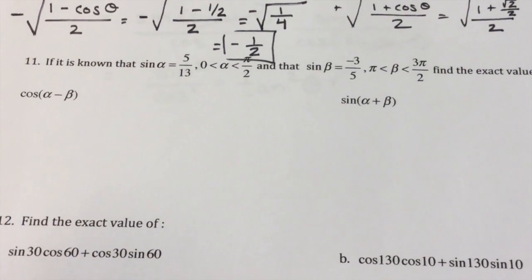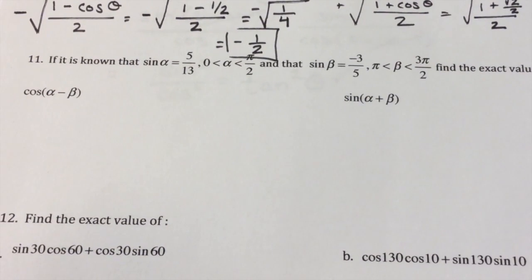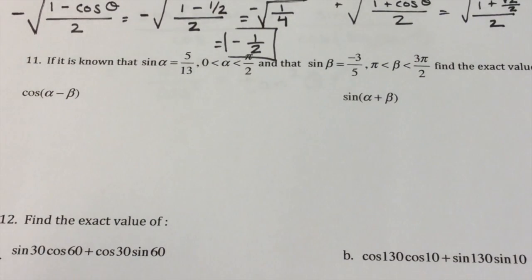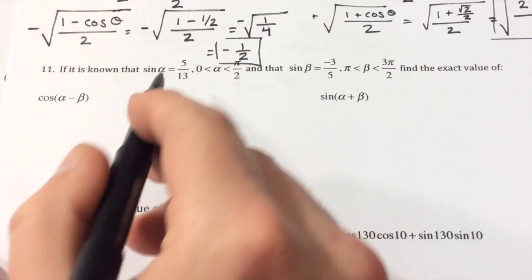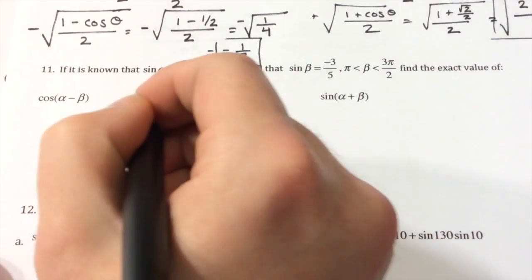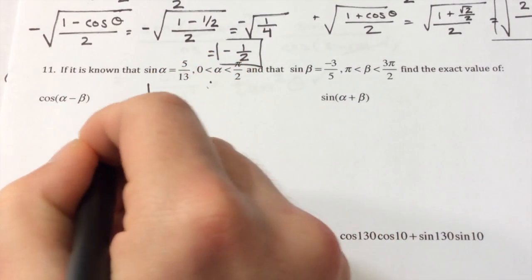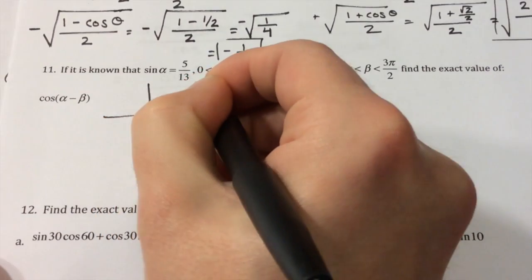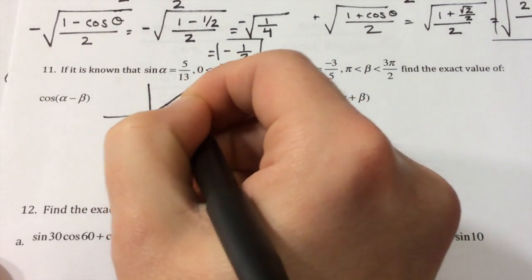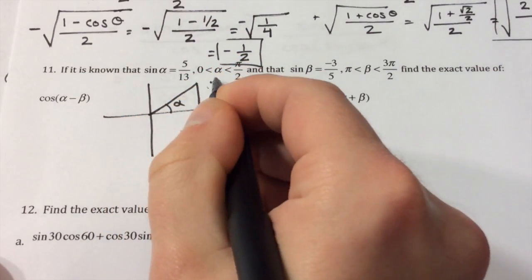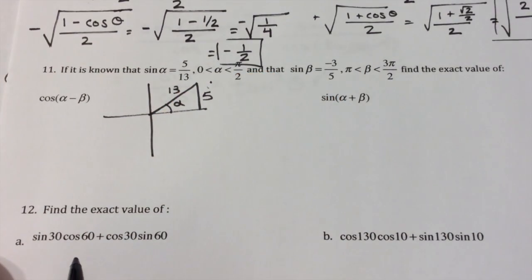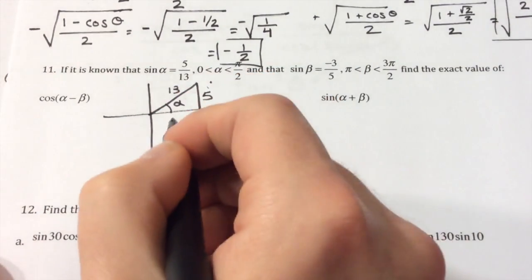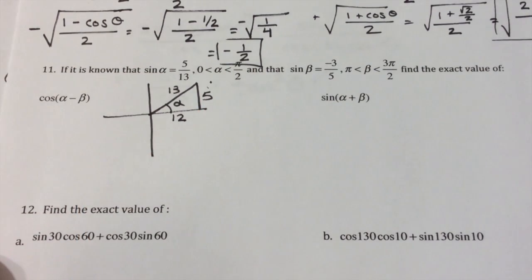Next up, if it's known that sine alpha is 5/13, let's zoom out just a little bit so we can get this all on the screen. Whenever we're given this, draw a picture. So alpha is in the first quadrant. There's our alpha. 5, 13. If we don't remember this 5-blank-13 triangle, that side's 12. You can always do the Pythagorean theorem to double check this.